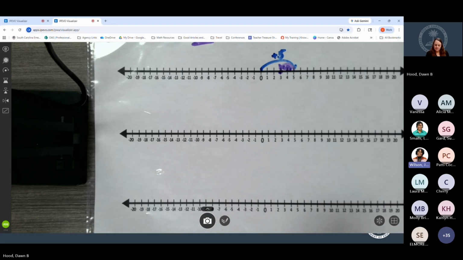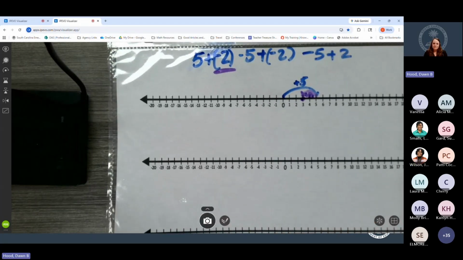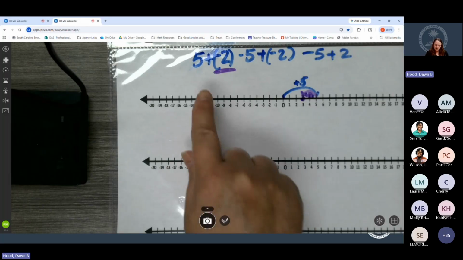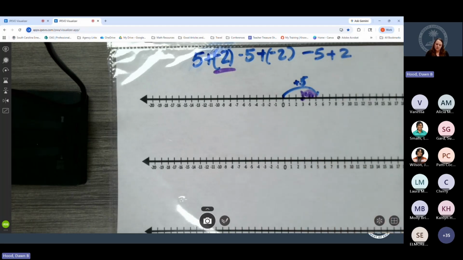Can you pull the number line down a little so they can see the original problem? Thanks. All right. So 5 plus -2, we went to the right 5 because it's positive, and we moved to the left 2 because it was negative.